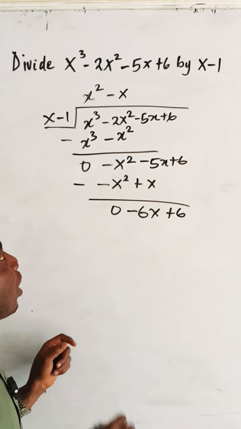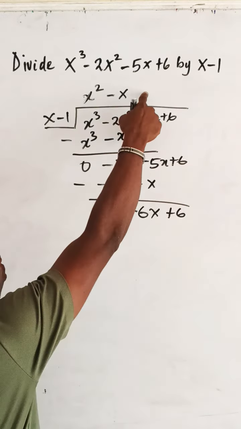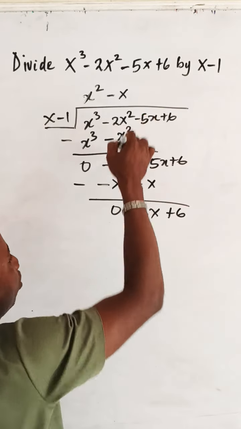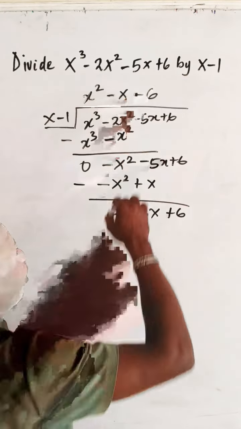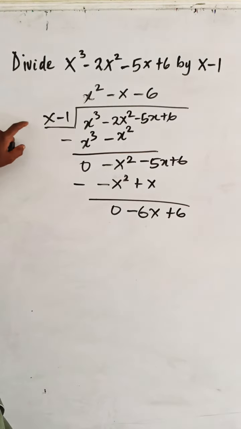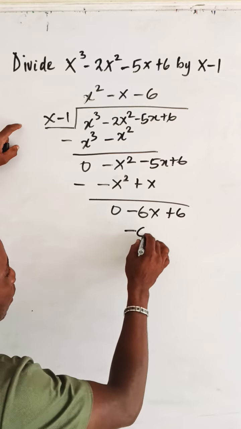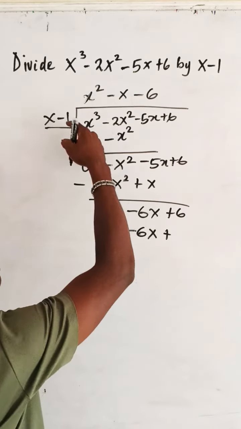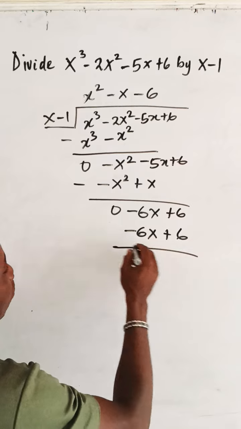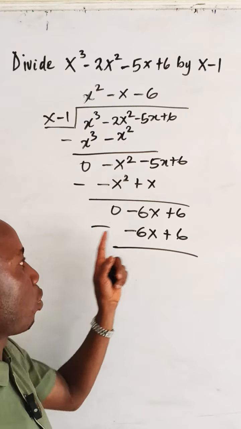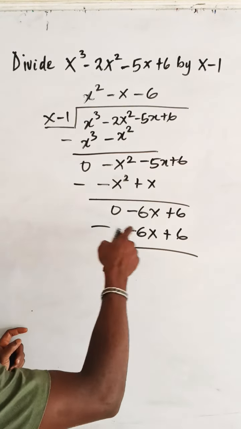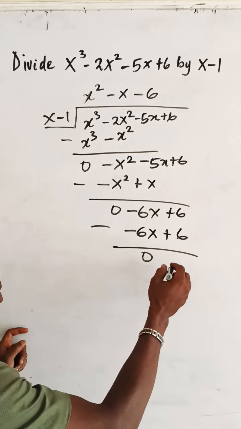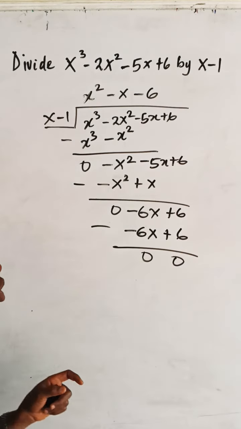Then the next thing is to look for what when you multiply with this one will give you exactly minus 6x. And the only thing that can do that is minus 6 here. Because by the time you say minus 6 times x, it is going to give you minus 6x. And then minus times minus will give us a plus. 6 times 1 will give us a 6. By the time you subtract this, we have minus 6x minus minus 6x will go to 0. And then 6 minus 6 will still go to 0.